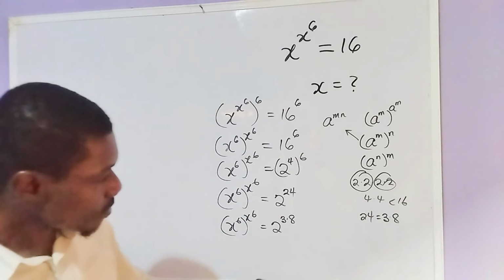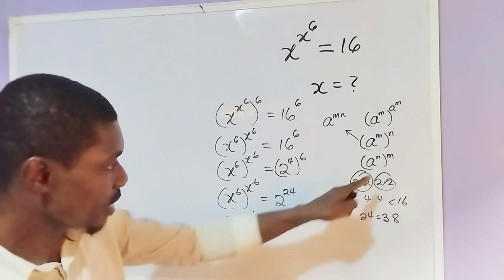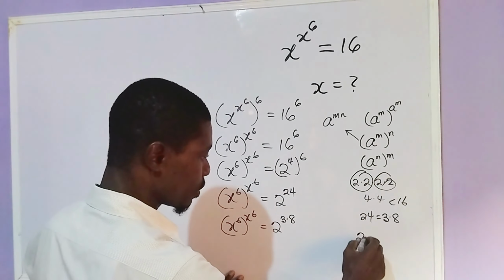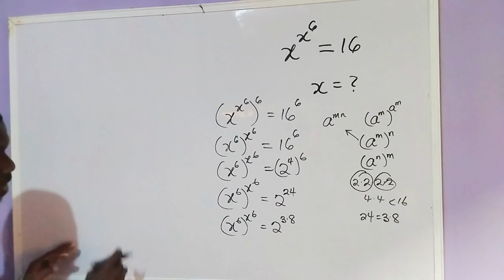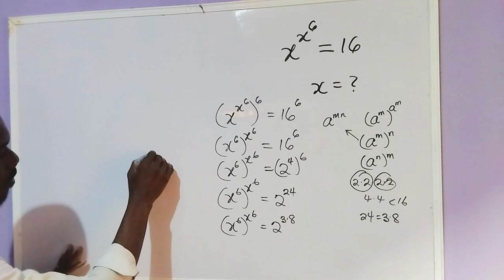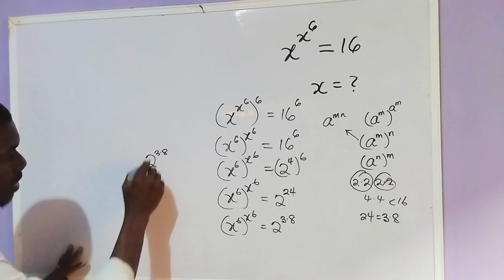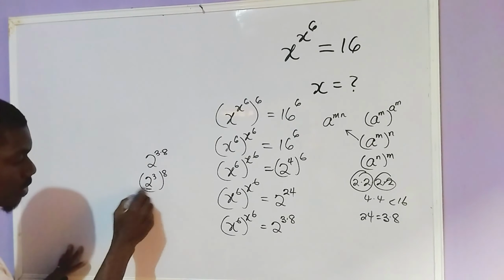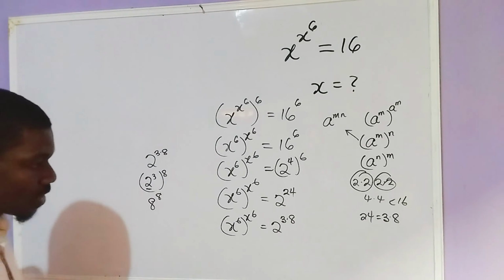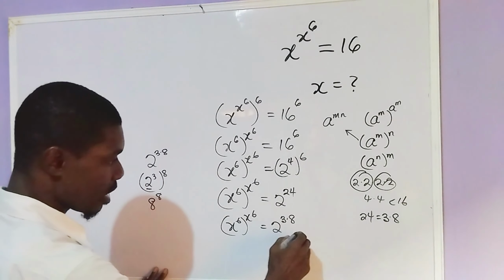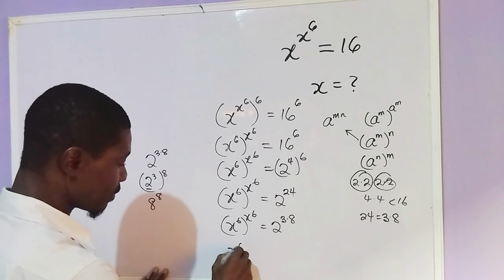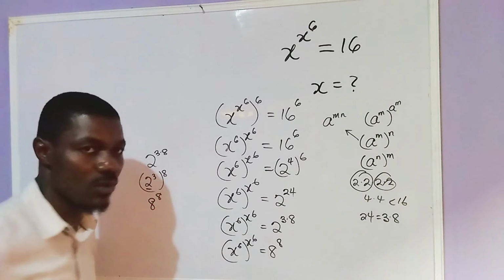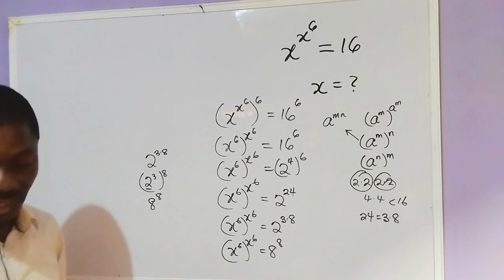Looking at this, we can actually separate it. Let me write it here so that you get to see very well. 2 raised to the power of 3 times 8 is the same thing as 2 raised to the power of 3, raised to the power of 8, and 2 raised to the power of 3 gives us 8 raised to the power of 8. So we can say that x raised to the power of 6, raised to the power of x raised to the power of 6, equals 8 raised to the power of 8. Now we can see that we've achieved the same pattern.